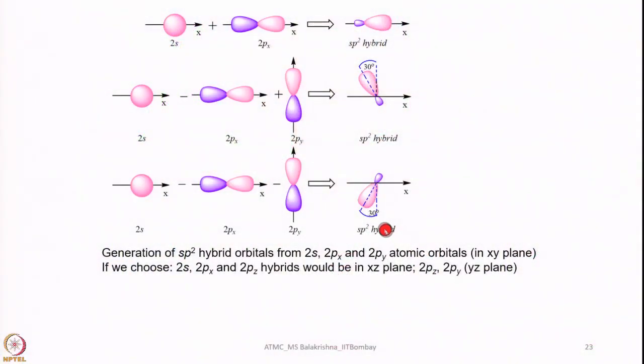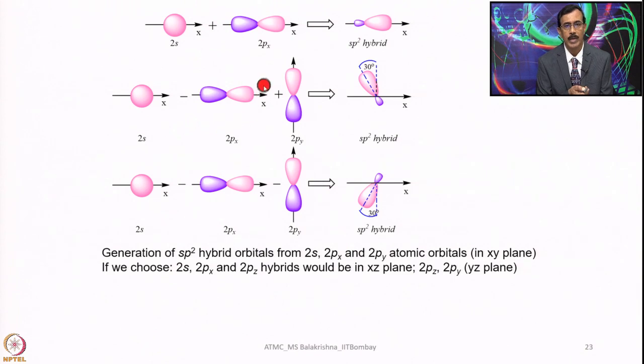Of course, here one should be very clear: you can use any of these orbitals to explain, but you should be very clear about the directions and the plane in which you are talking about these molecules, or you place these orbitals in that plane. If you are considering xy atomic orbitals, it will be in the xy plane, and if you are considering y and z orbitals, the trigonal planar molecule will be along the yz plane, or if you are considering x and z, the molecule should be kept on the xz plane. That one should remember.